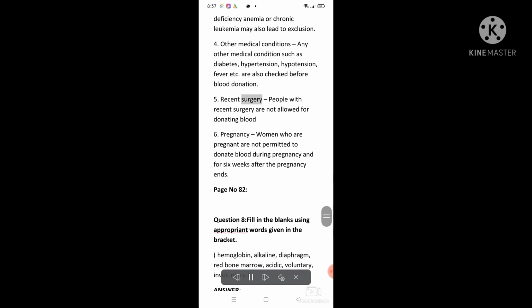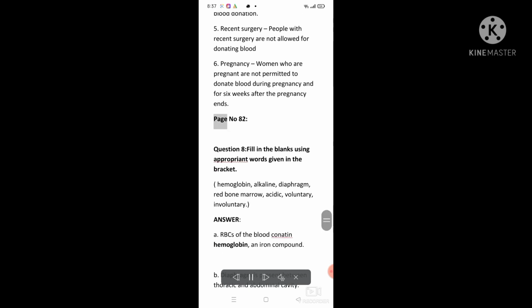5. Recent surgery. People with recent surgery are not allowed to donate blood. 6. Pregnancy. Women who are pregnant are not permitted to donate blood during pregnancy and for 6 weeks after the pregnancy ends. Page number 82.